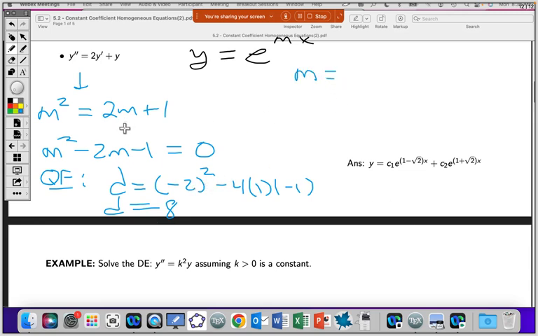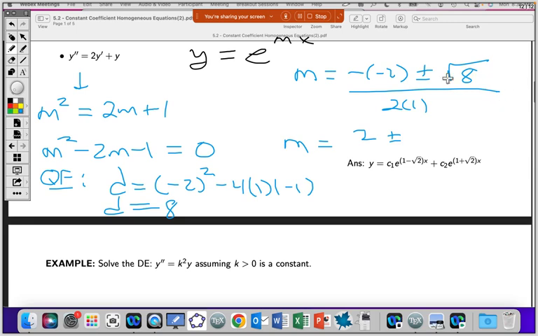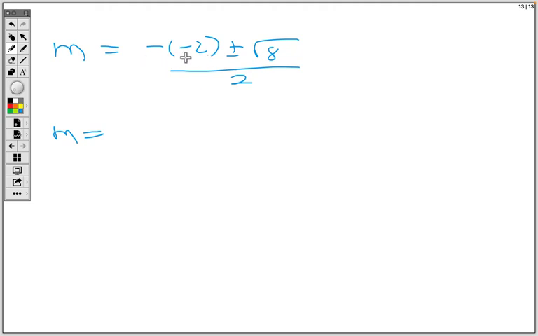So m is the opposite of b plus or minus the square root of the discriminant over 2a. The opposite of negative 2 is positive 2. You can simplify the square root of 8. I've seen too many mistakes with this. Let's just take this one step at a time. The opposite of the negative is a positive 2, plus or minus.